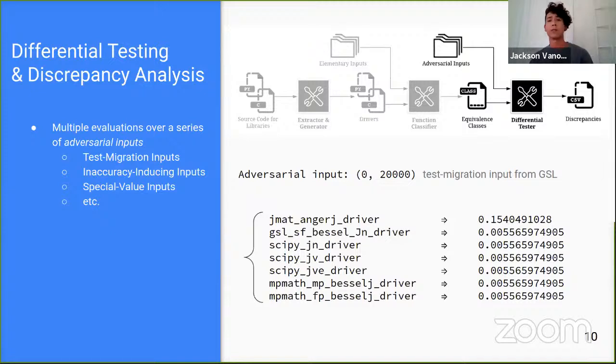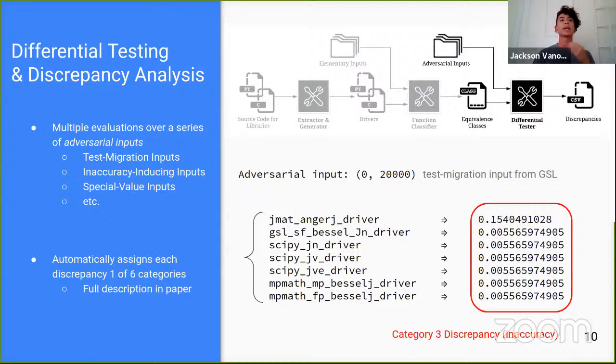And then the last thing the differential tester is going to do is, once it identifies a discrepancy, it's going to categorize it. It'll automatically assign it one of 6 categories, which is one of our main contributions for this work. I can't go into all of them now for the sake of time. There's a full description in the paper, but suffice to say that they're organized by the characteristics of the discrepancies and their likelihood of representing buggy behavior. And so this is an inaccuracy, which is a category 3 discrepancy.